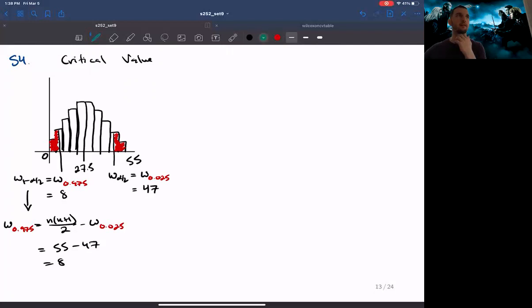Now, the only thing that we have left to do is mark down where our test statistic is. So we have 27.5 in the middle. We have 47 as the critical value in the upper tail. So we're probably going to be right about here. So here's W equals 40. You can see that we're outside the rejection region in this case.